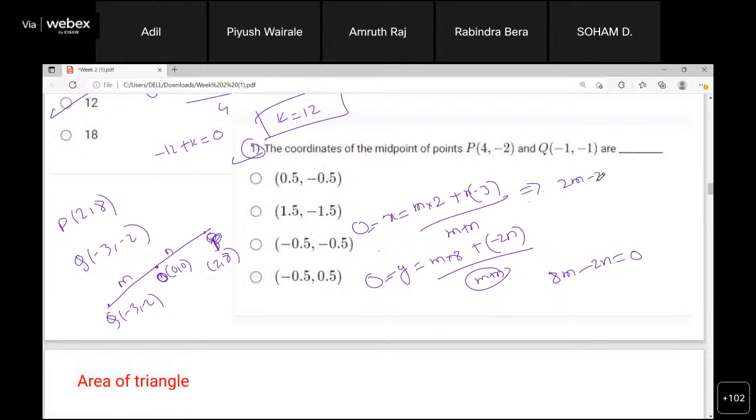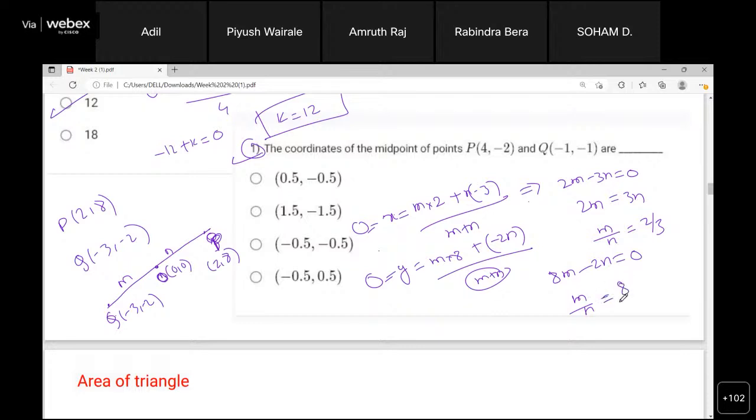Twice m minus 3n equals to 0. So twice m equals to thrice n. So m by n is coming 2 by 3, and here m by n is coming 8 by minus 2, 1/4. So the ratio is different, right? That's why it's not on the origin.